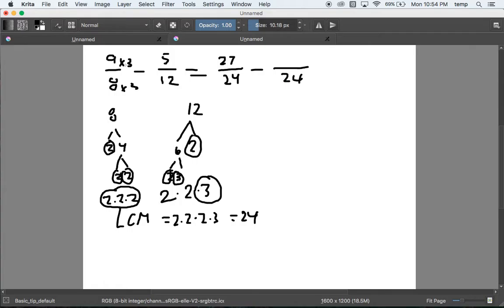For 12, what times 12 gives us 24? Well, that's going to be 2, right? And again, we have to do that by the top and the bottom. So 5 times 2 is 10. So now we have common denominators. We just subtract across our numerators. So 27 minus 10, 17, divided by 24. 17 is a prime number, so we're not going to be able to factor that down anymore or simplify it. So 17/24ths would be our answer for that problem right there.